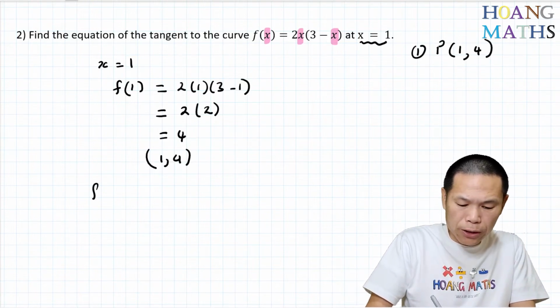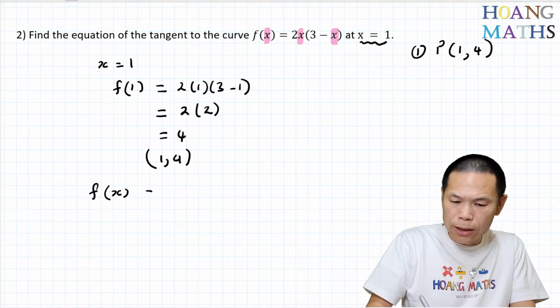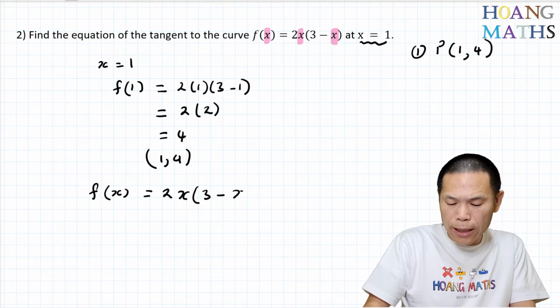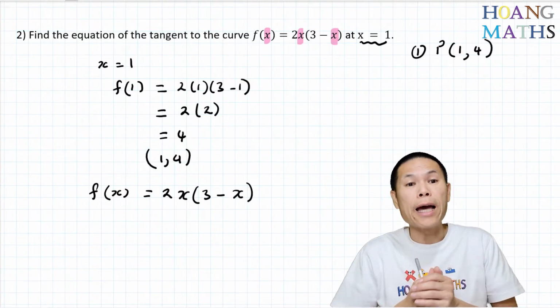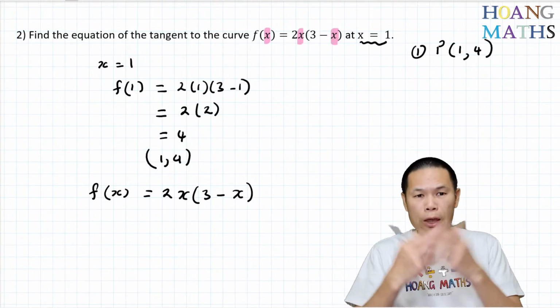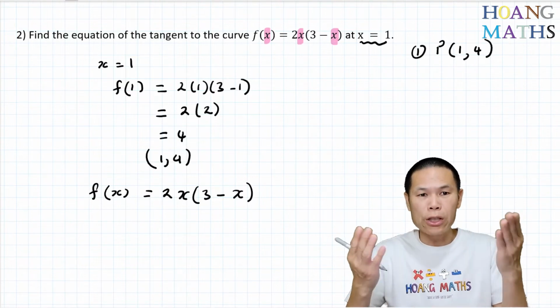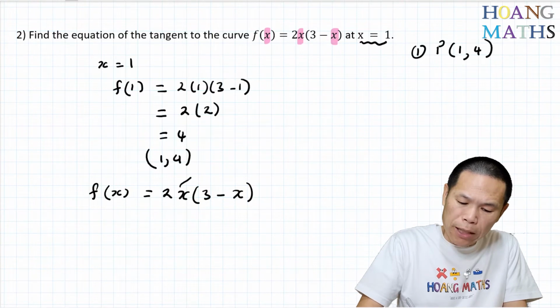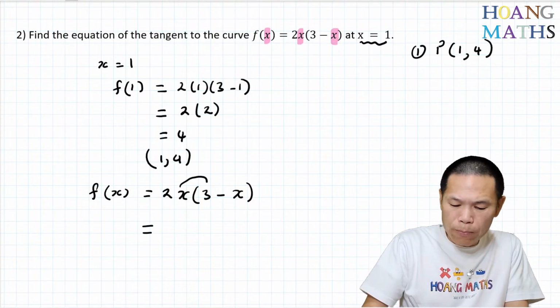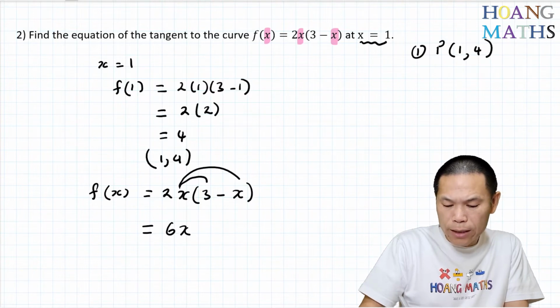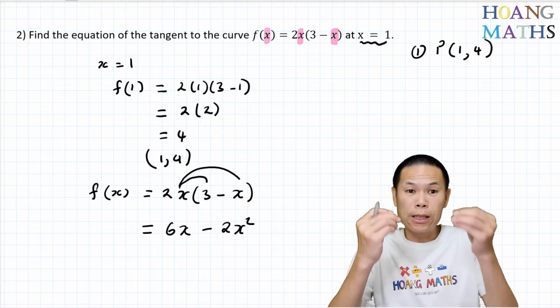The function is f(x) = 2x(3 - x). To differentiate this, I can use the product rule. Otherwise, I can also expand the brackets out and differentiate. So let's just do it. So we expand this first. That will give me 6x and 2x times negative x, so that gives me minus 2x squared. So that is the function.